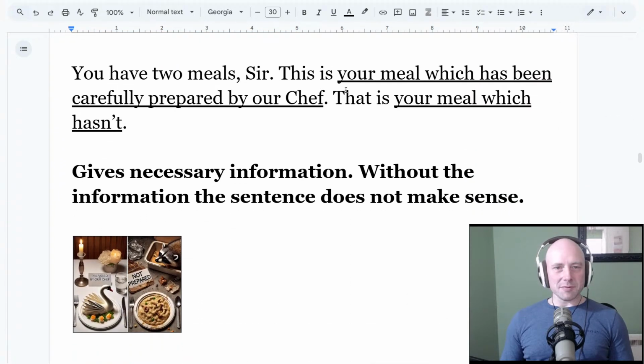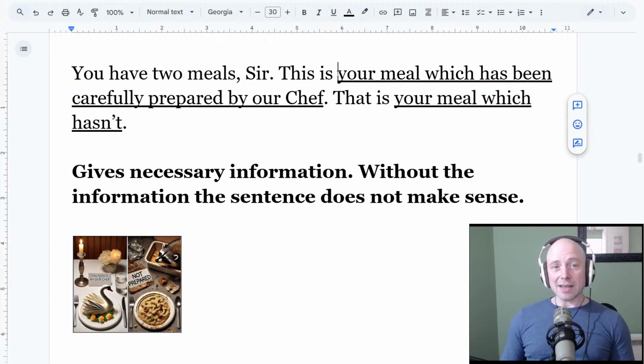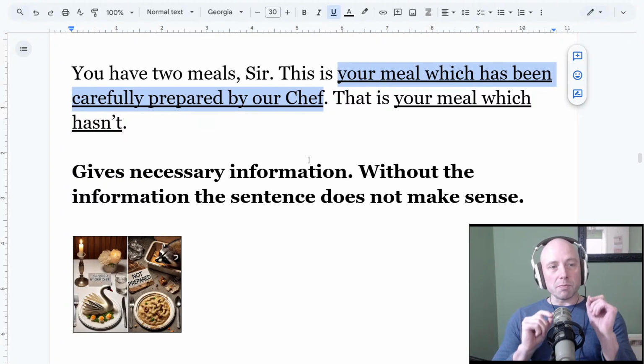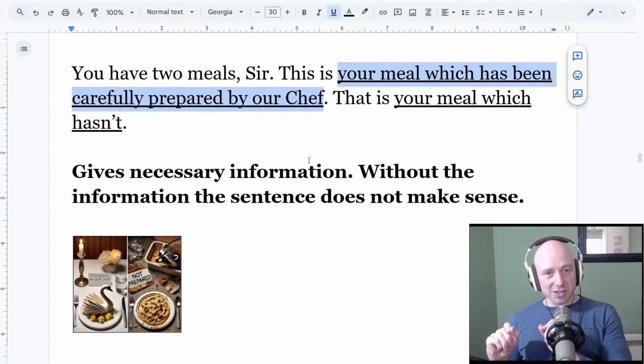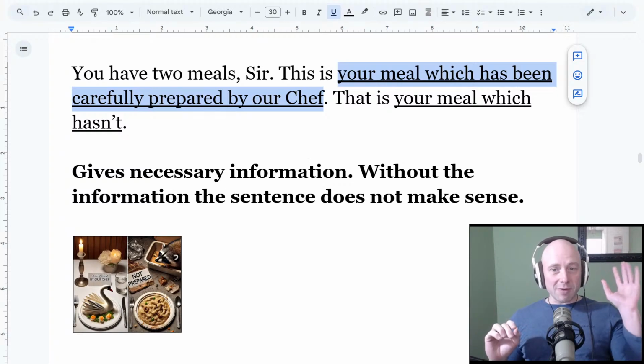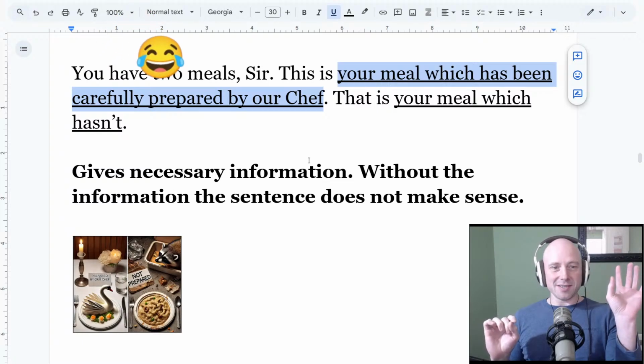Well, again, we can use defining relative clauses. You have 2 meals, sir. This is your meal which has been carefully prepared by our chef, and that is your meal which hasn't. Do you see how the relative clause is part of the noun phrase? This is your meal which has been carefully prepared by our chef. That is your meal which hasn't. So the defining relative clause becomes part of the noun phrase.